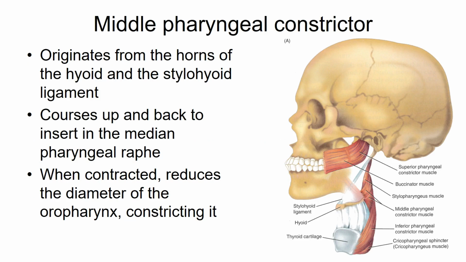The middle pharyngeal constrictor originates from the horns of the hyoid bone and the stylohyoid ligament. It courses upward and backward to insert into the median pharyngeal raphe. When contracted, the middle pharyngeal constrictor will reduce the diameter of the oropharynx. For speech production, this would create a constriction within the pharynx that affects speech acoustics. During the swallow, this would help the food bolus continue along its pathway from the oral cavity through the pharynx and down into the esophagus.